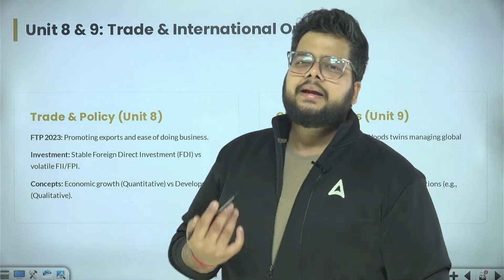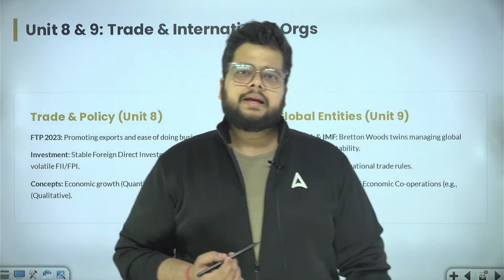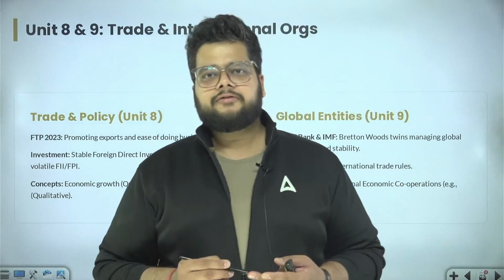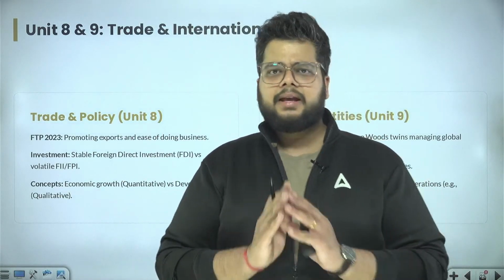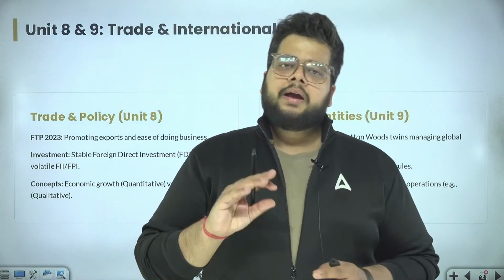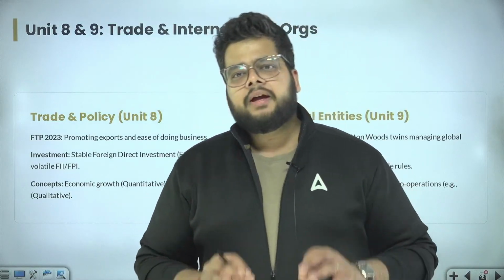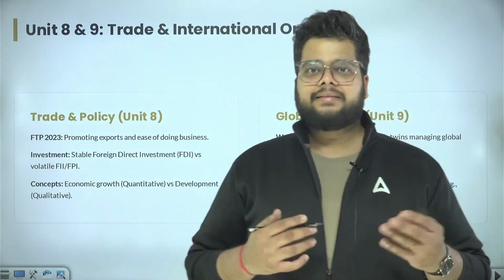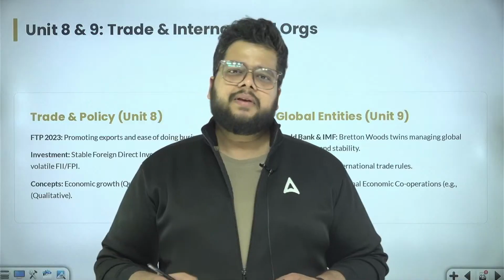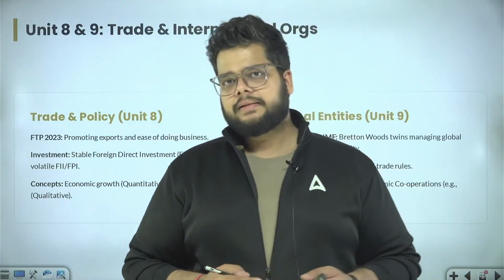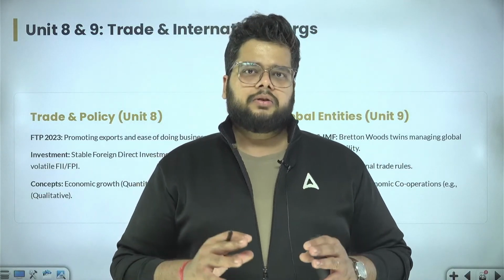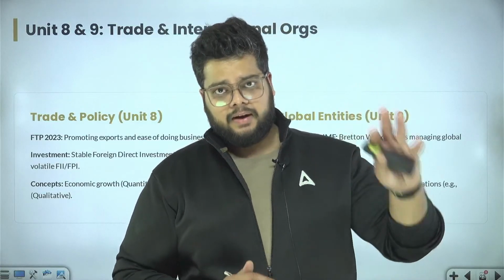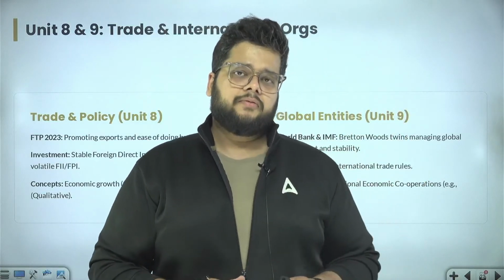Next important unit is your unit number 9th, which talks about the global entities. Now global entities, mostly people think that we will be talking about IMF, World Bank and WTO. Yes, these three are very important, but apart from that we also have regional economic cooperations in the form of BRICS, ASEAN. Then we have various summits, G20 is there, fine. So all these also are being asked in the examination. In November exam, direct question was there from BRICS.